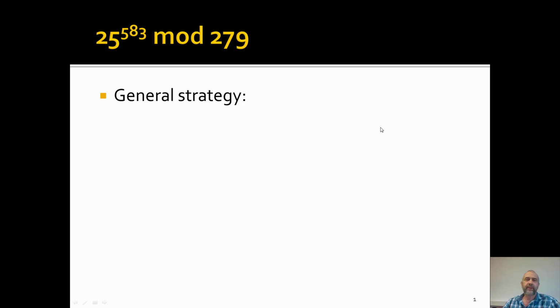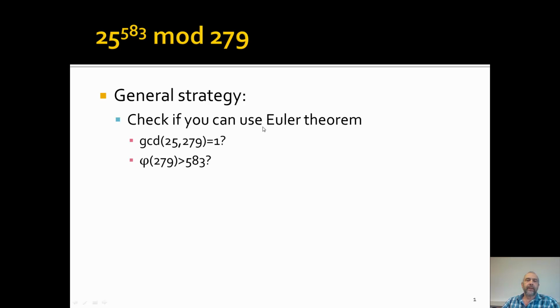What's a general strategy for calculating such a value? Well, first of all, we know the Euler theorem, and if possible we want to apply that first, because if we apply that, the numbers will become considerably smaller, so it will be much easier to work with. Why can we not always use Euler theorem? Because it has a few requirements.